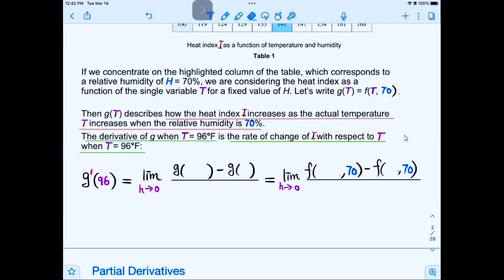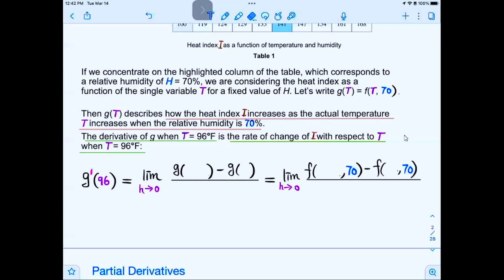So G prime of 96. Okay. G prime of 96 here is actually the rate of change of the heat index with respect to T, the rate of change of G with respect to T. Okay. So when the actual temperature is 96 degrees Fahrenheit, what's the rate of change of that?